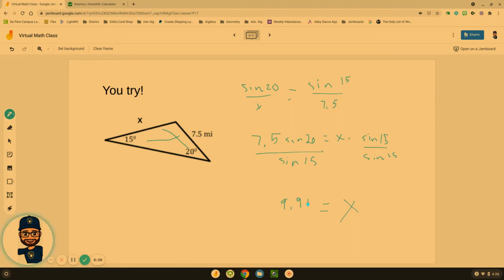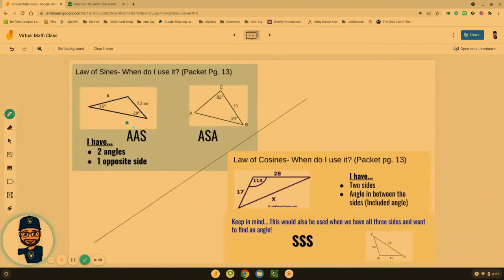X equals 9.91. So that's the law of sines. Sine of the angle over its opposite side equals sine of an angle over its opposite side. There's that proportion. And again, we use that when we don't have the angle in between the sides. When we have angle, angle, side, or angle, side, angle, two angles and the opposite.